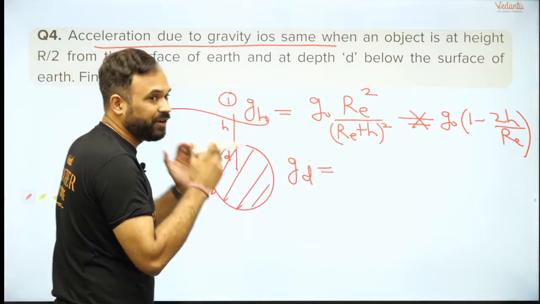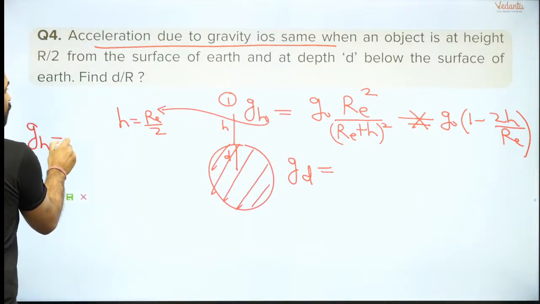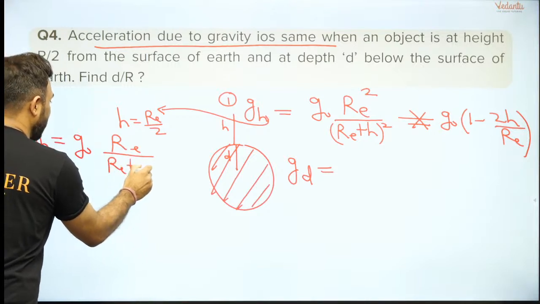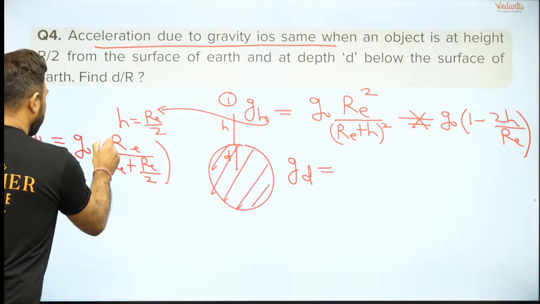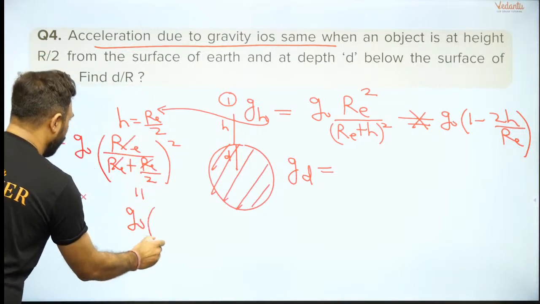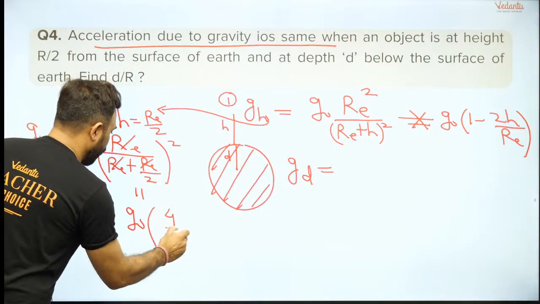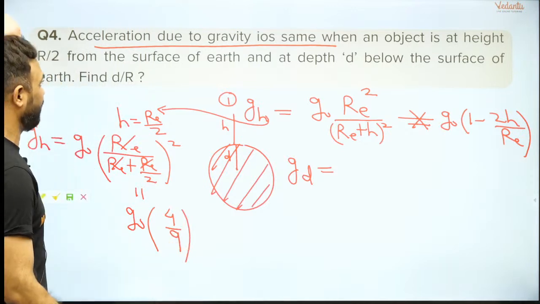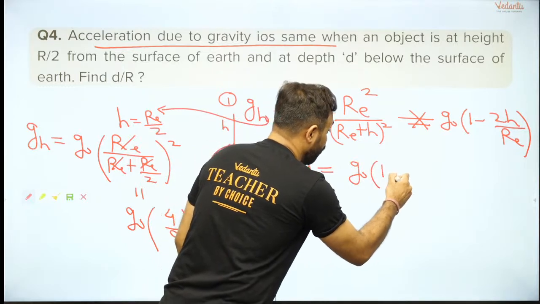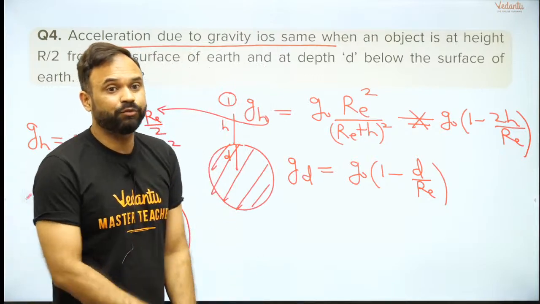Acceleration due to gravity is the same when an object is at a height of Re by 2, which is definitely not small. So what is the value of g at that height? g0 into Re upon Re plus Re by 2, the whole square. So Re cancels. This is g0 into 1 upon 1 plus half, so 1 upon 3 by 2, so 2 by 3 whole square, so 4 by 9. That is at a height.